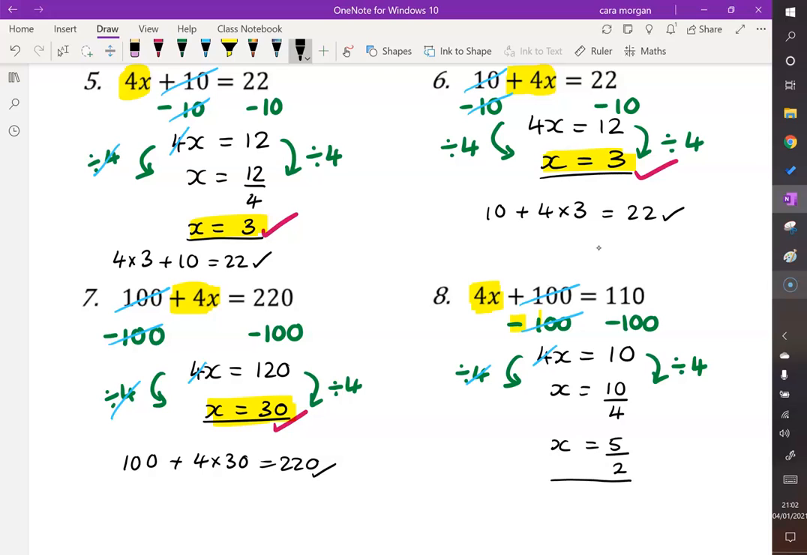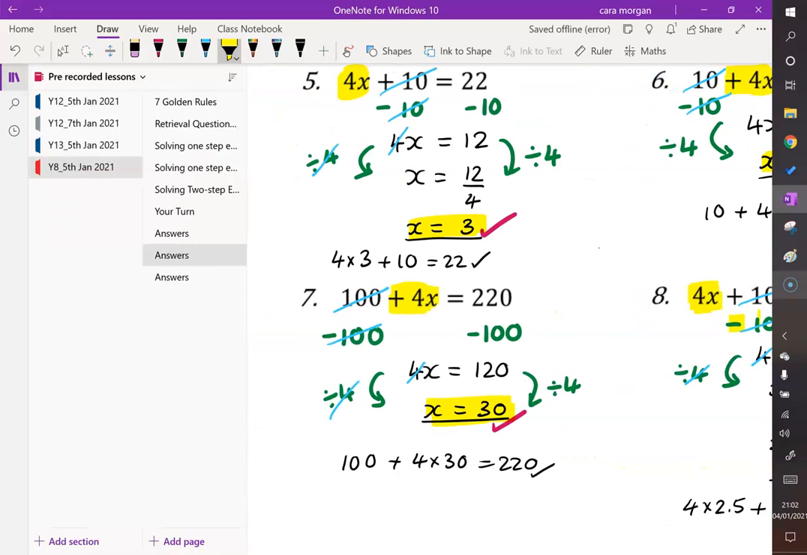There's nothing wrong with giving your answer as a fraction, as long as it works. I think 5 over 2 is 2.5, so I could have given it as 2.5. I'm going to check that 4 lots of 2.5 add 100 make 110. Yes, they do, so I know that my answers were correct. So I can give it as 5 over 2 or 2.5. The choice is yours. Personally, I prefer fractions every time.